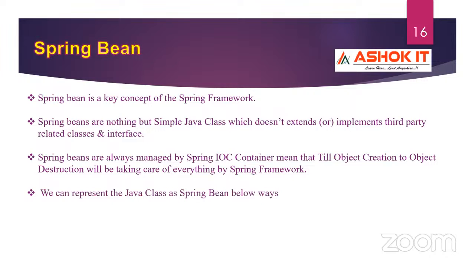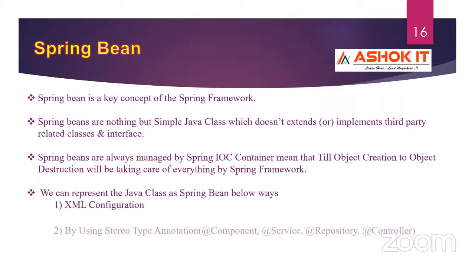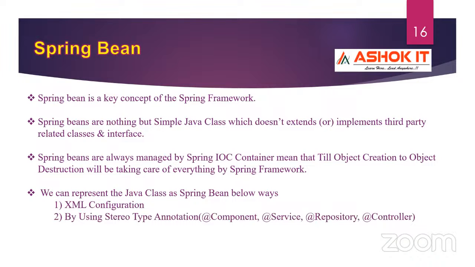And we can represent a Java class as a Spring Bean in multiple ways, guys. One is configuring such a Java class as a Spring Bean definition. Another one is using one of the stereotype annotations from the Spring library, such as marking a class with @Component, @Service, @Repository, or @Controller. You can mark your Java class with any one of the stereotype annotations, so that the Java class will act as a Spring Bean by default.